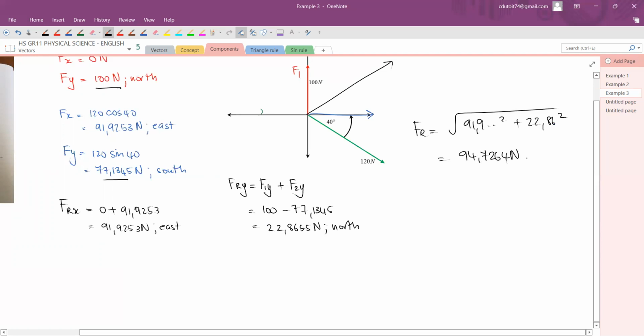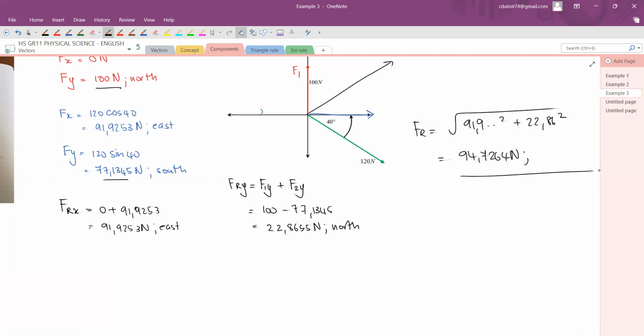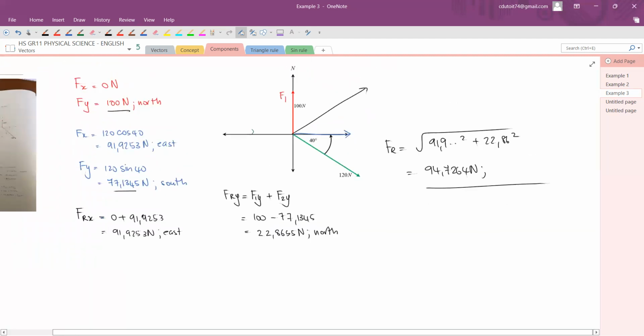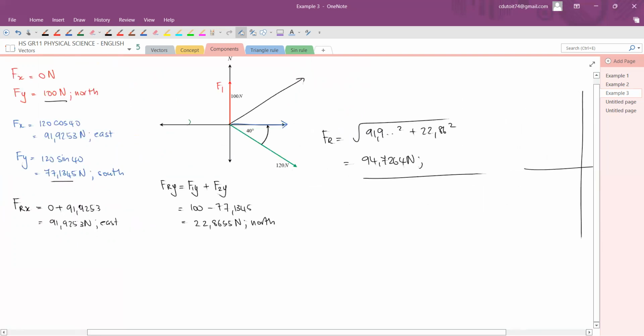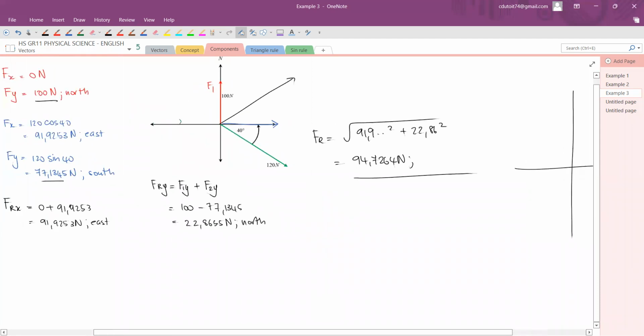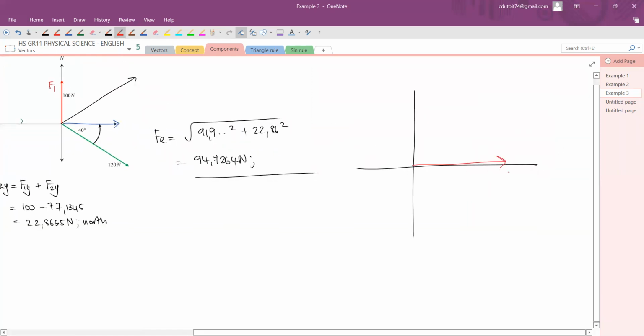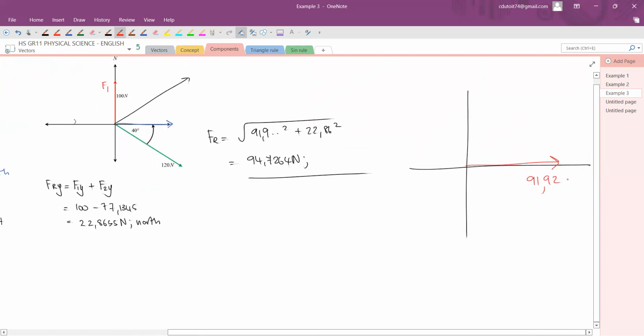Awesome. And now you need to get that direction. Okay. How would you get that? I took the 94,7264 and I divided it by 91,9253. Okay, let's just quickly look at that. So the one component was 91 east, 91,92 east. And the other component was only 22,86 north. Is that correct?